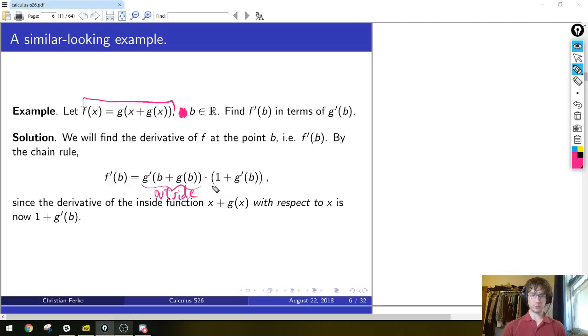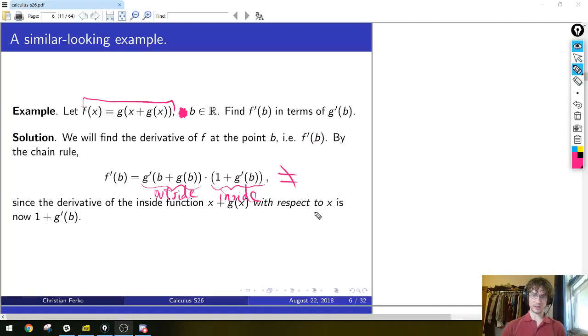The chain rule invites us to multiply by the derivative of the inside. The derivative of the inside with respect to x is 1 plus g prime of x, because now this expression is not a constant. It's not g of a, this is g of x. So we differentiate g of x with respect to x to get g prime of x, now evaluated again at the point b. So this is altogether g prime of b plus g of b times the quantity 1 plus g prime of b. So the kicker is that this is different.